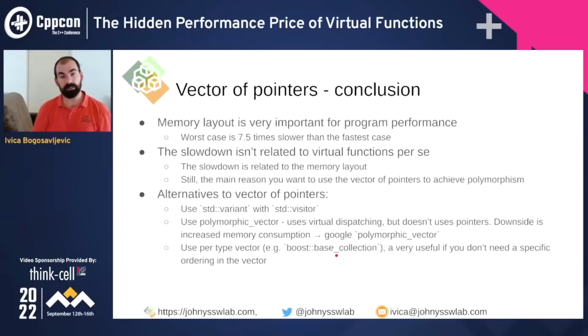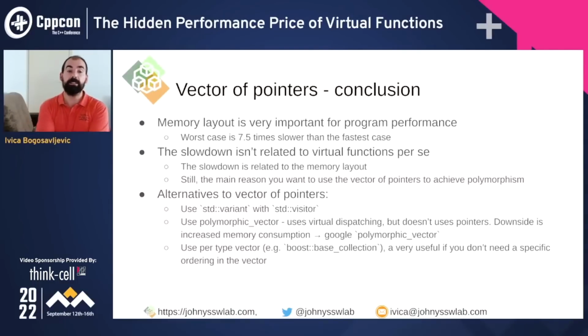So what's the conclusion? The conclusion is that the memory layout is very important for program performance. As you have seen in our case, the worst case is 7.5 times slower. Now the slowdown is not related to virtual functions in themselves. The slowdown is related to the memory layout, and that is why we see the same problem with virtual functions and non-virtual functions. But the reason why you actually want to use a vector of pointers is to achieve polymorphism. If you don't need polymorphism, you don't need a vector of pointers, so you will use a vector of objects. Now, this creates a problem because bad memory layout leads to bad performance.